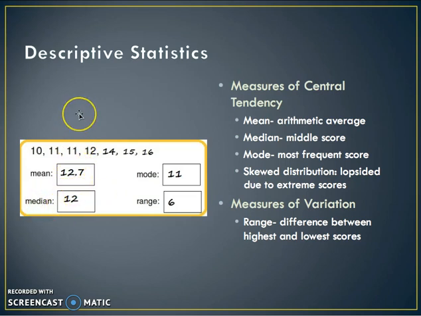The mode then is the most frequent. So does a number appear more often than the others? Here we can see that there are 2 instances of 11. So therefore, the mode would be 11.